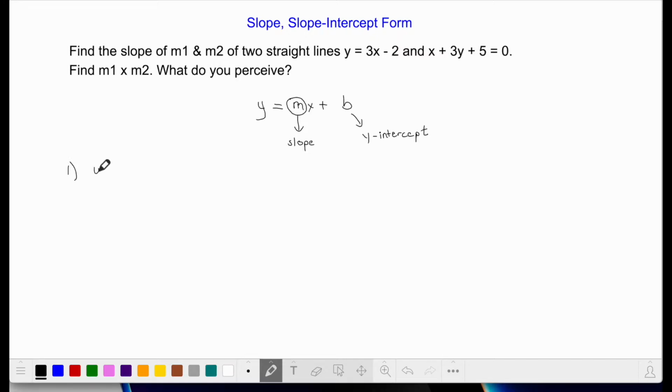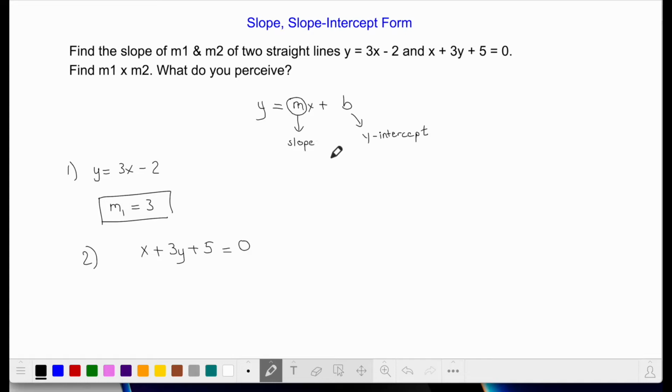Let's start with the first equation. Y is equal to 3x minus 2. To find the gradient from this equation, we have to find the coefficient of x, like in the slope-intercept form. So in this case, m1 is equal to 3. So simple, right? Now let's go over to the second equation, which is x plus 3y plus 5 is equal to 0.